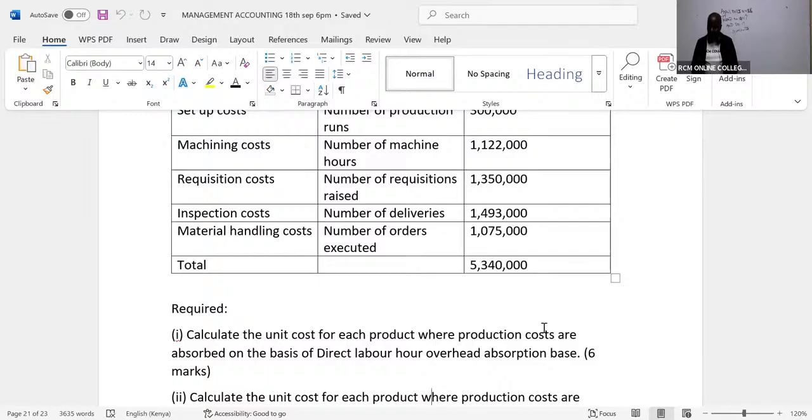Now, you see, ladies and gentlemen, even before we introduce this activity-based costing, there is a big difference between activity-based costing and our traditional method. You can see activity-based costing, they are apportioning this total overhead of 5,340,000 into various activities, as we shall be seeing. When it comes to our traditional method, like in this case here, we shall be using one basis, one cost driver to apportion the entire overhead, which is 5,340,000.